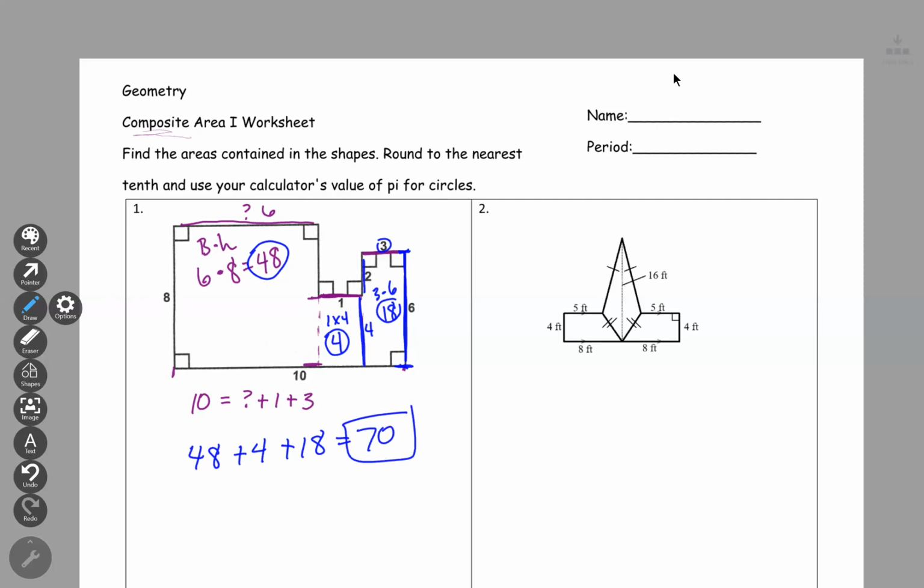So the concept, guys, is to take the shape, break it down into the smaller pieces that you see, and then add the individual pieces back together if it's all just one big piece. Okay, next one. We have to find the area of this whole shape together. So what we need to do is look at the shapes that are here. Right now, it kind of looks like it's a rectangle.